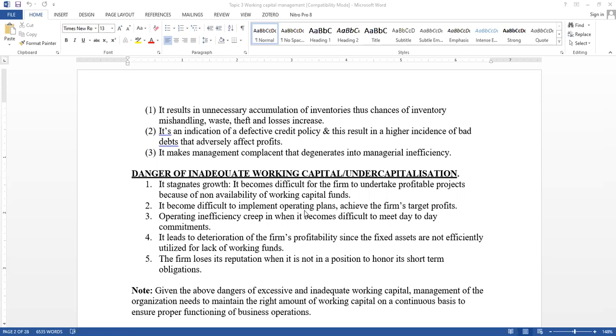The firm's profitability deteriorates because the fixed assets are not efficiently utilized due to lack of working capital funds, and also the firm loses its reputation. Especially when you are not in a position to honor your short-term obligations. That's why any future supplies, your customers will quote high prices because they know you take long to pay, or you are very bad at paying.